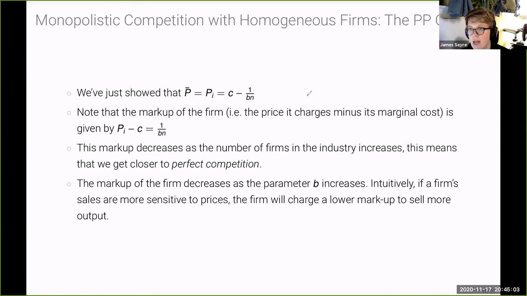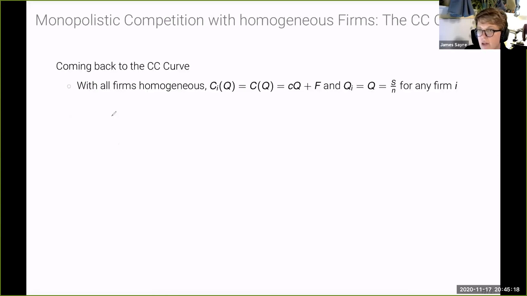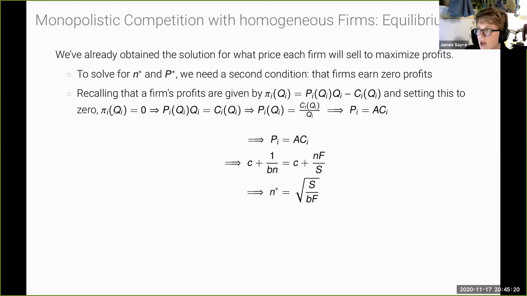We want to figure out what the average price is going to be. We know what the rule is for what the price is. But in order to figure out what P is, or P bar is, we then need to figure out what N is going to be. So we need to bring in another assumption to figure out what N is going to be here. So we need to have a second condition. And the second condition is that the firms here are going to earn zero profits.